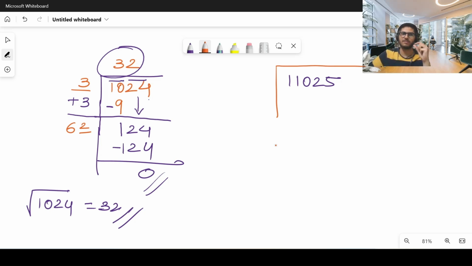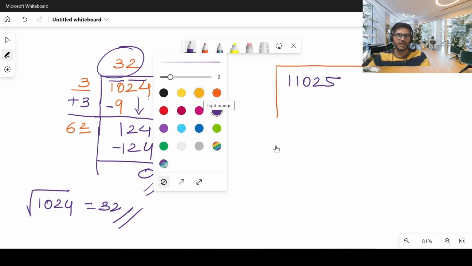The number of steps, the method is never going to change, whether the number has 4 digits, or is a 5 digit number, or a 3 digit number, or a 6 digit number. So the first step is that we have to make pairs of the digits from the extreme right side. So let's start making pairs.